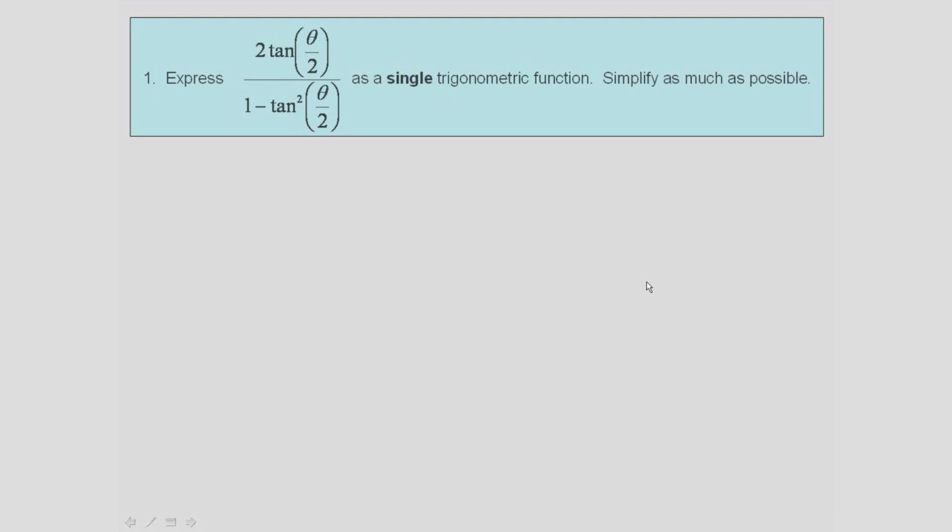Okay, here we go. Let's take a look at what we have for question number 1. Express 2 tan theta over 2 divided by 1 minus tan squared theta over 2 as a single trigonometric function and simplify as much as possible.